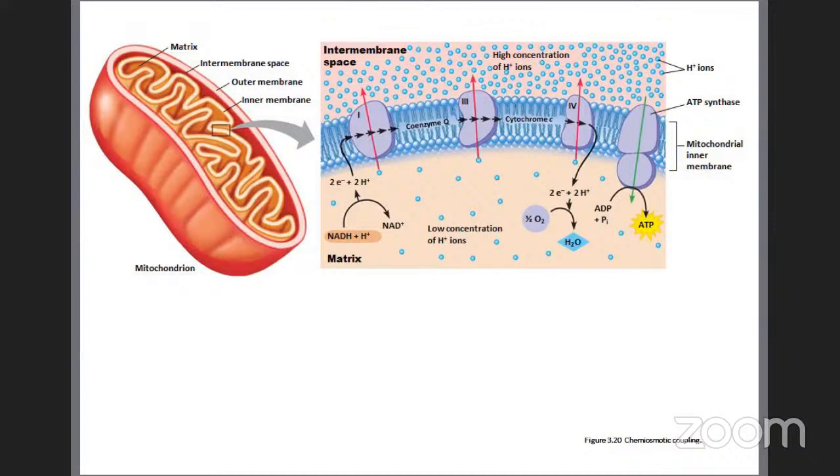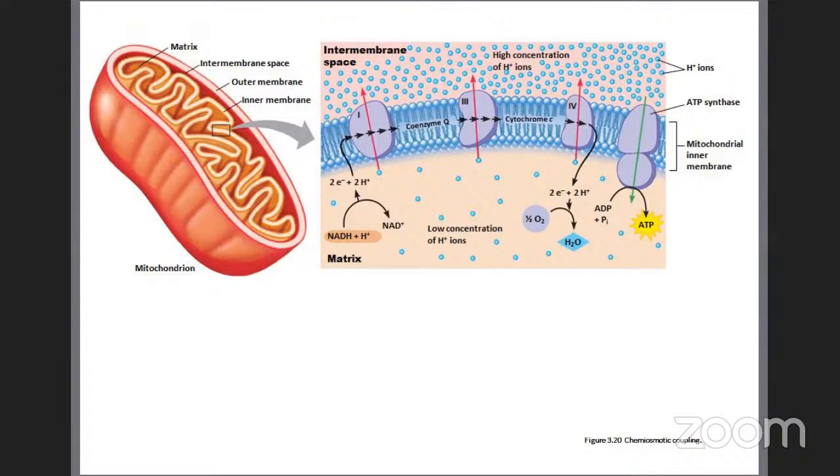So the role of these coenzymes earlier on is to pump those hydrogen ions out into that intermembrane space, building up this gradient, and then ATP synthase releases that gradient.